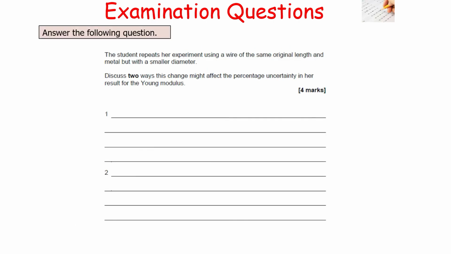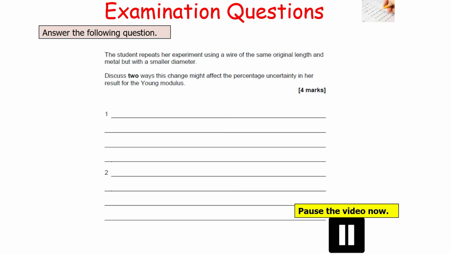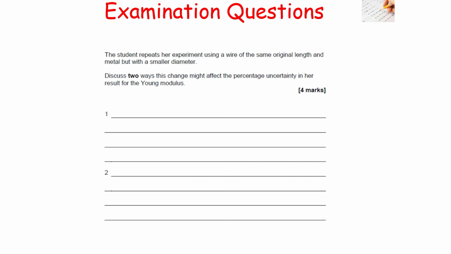The next question says, the student repeats her experiment using a wire of the same original length and metal but a smaller diameter. Discuss two ways this may affect the percentage uncertainty in her result for the Young modulus. So pause the video now, then unpause the video when you want to go through your answer. Right, in these types of questions, it's always very important you think of all the factors in the particular equation and see how changing the diameter will affect those values in your Young modulus.